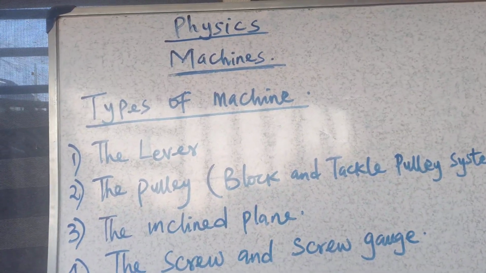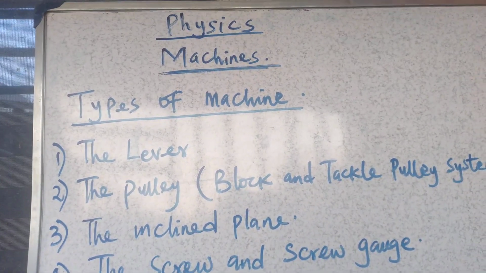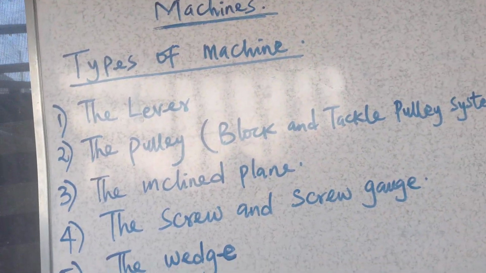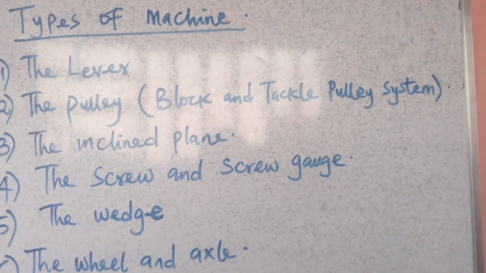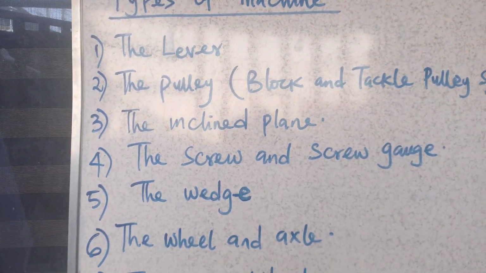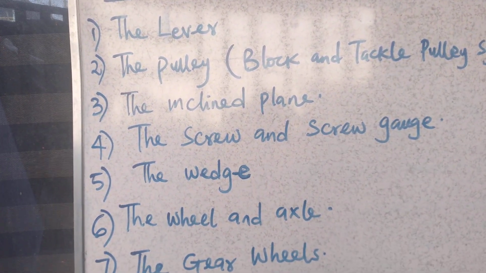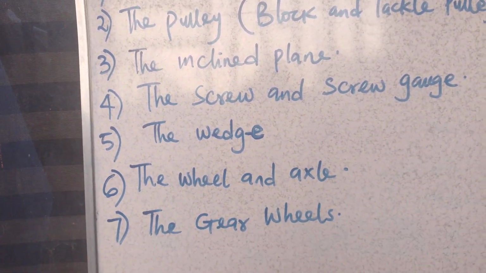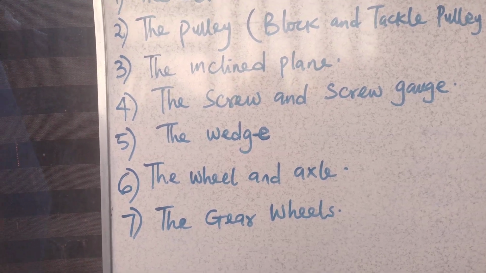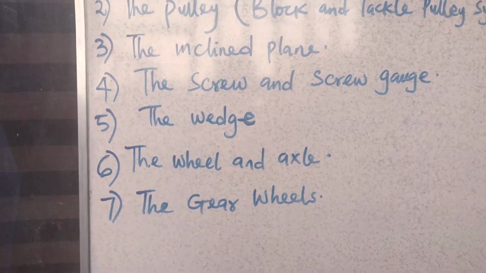Okay, so we'll look at the types of machines. The first one is the lever. Second is the pulley, also known as the block and tackle pulley system. The third one is the inclined plane. Fourth is the screw and screw gauge. Fifth is the wedge. Six is the wheel and axle. Seven is the gear wheels.